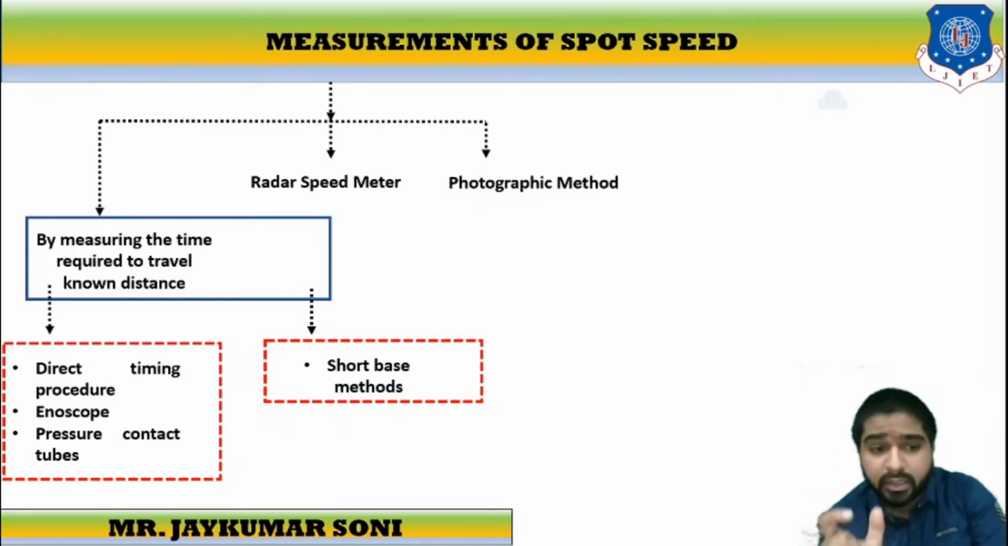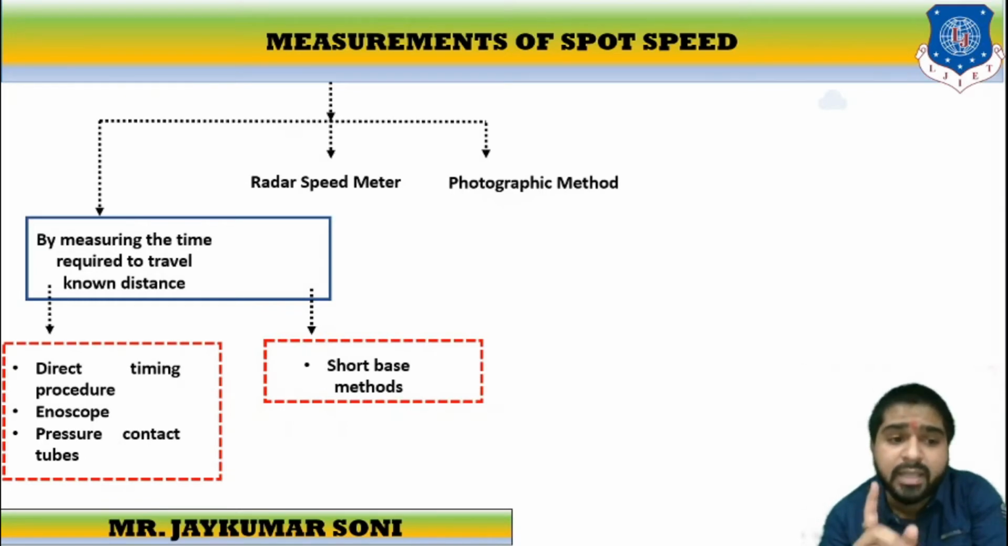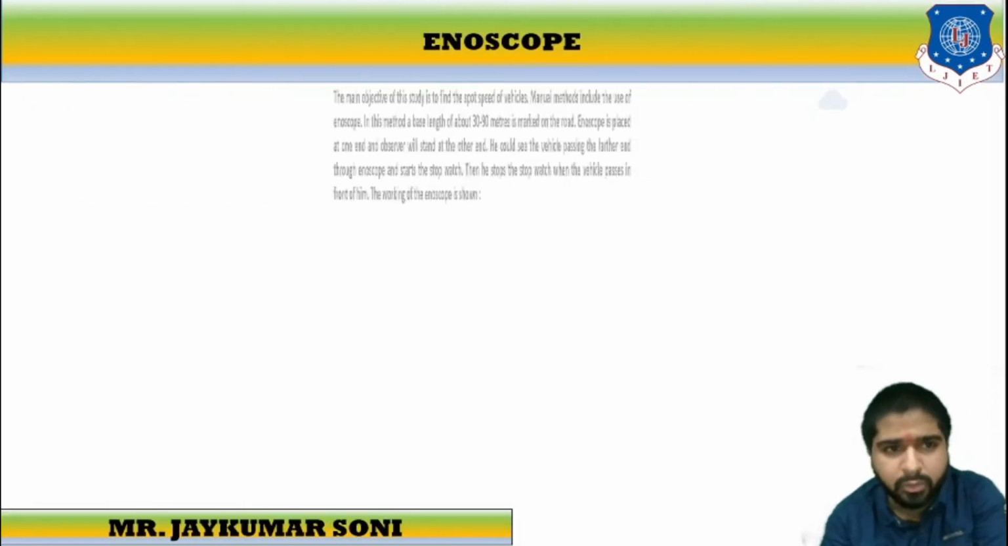In the long base method, the direct timing procedure is considered, and the equipment considered is known as anoscope or pressure contact tube. Anoscope will be used or pressure contact tubes will be used in the long base method. Let us discuss about that. Let us discuss about the anoscope.